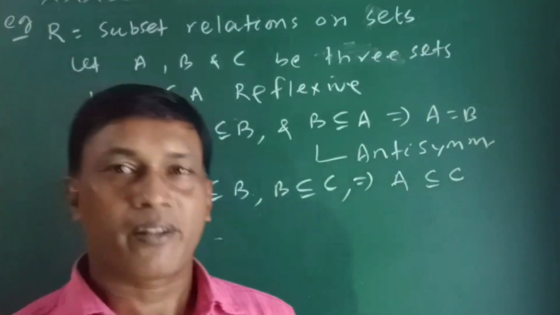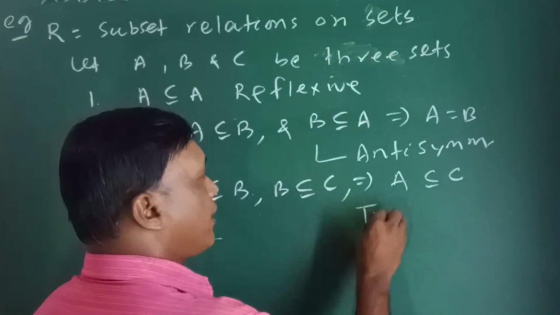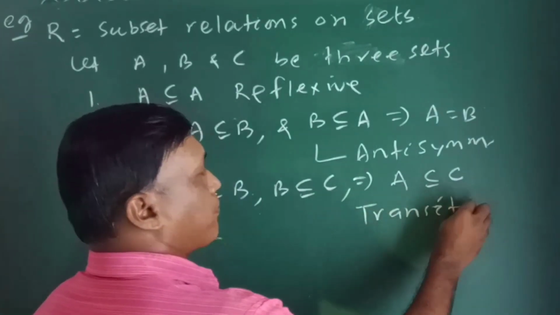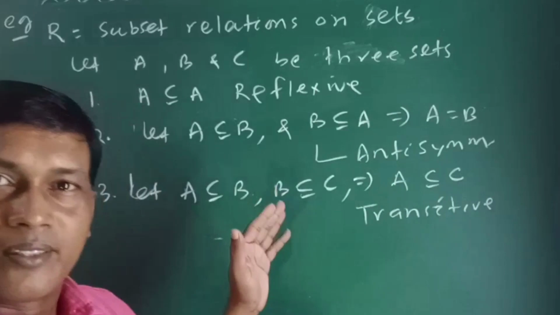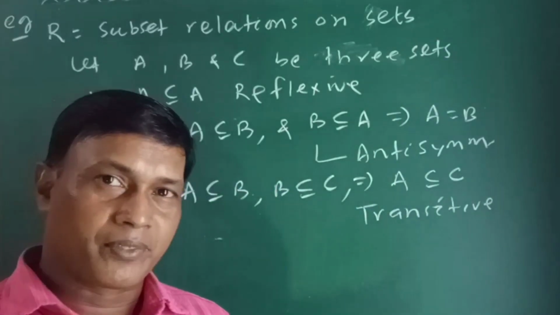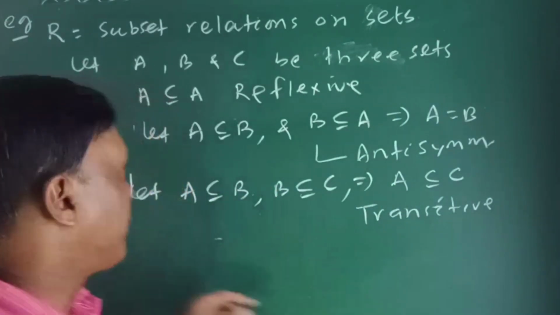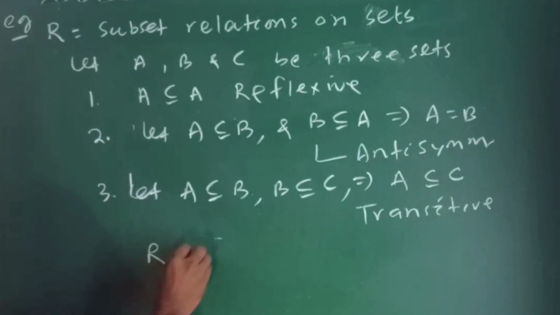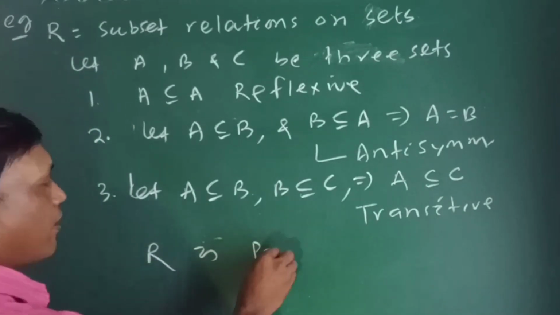Now, this is the condition of a transitive relation. That means this relation is transitive. So here the relation is reflexive, antisymmetric and transitive. That means this relation R is a partial ordering.